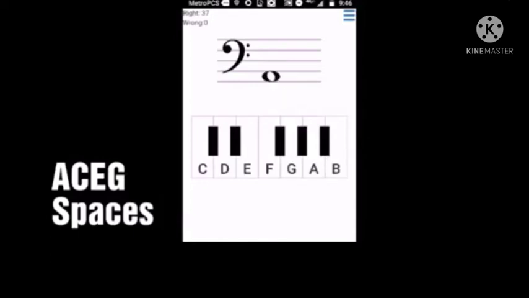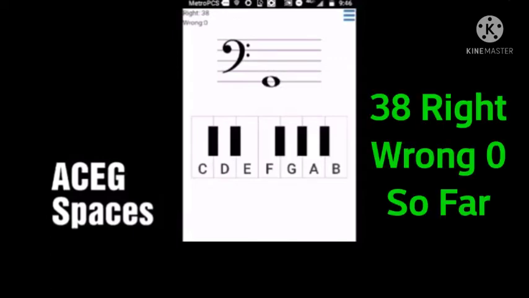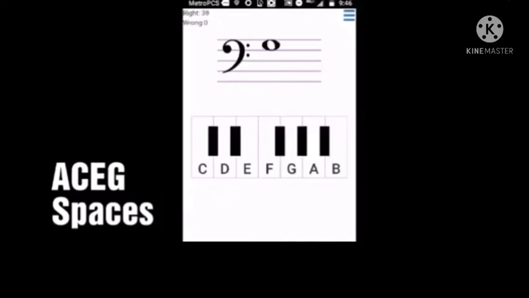Okay, that's an A. Look at the right up there. It says right 38, wrong 0. Okay, G. There's another G up an octave. C. We went right to C. We did a cadence. We did a G octave and went to C. And then F.